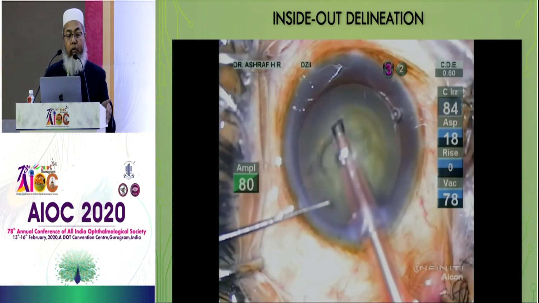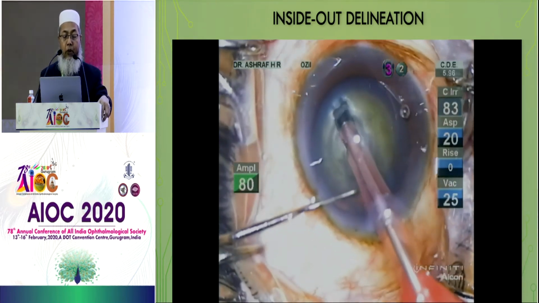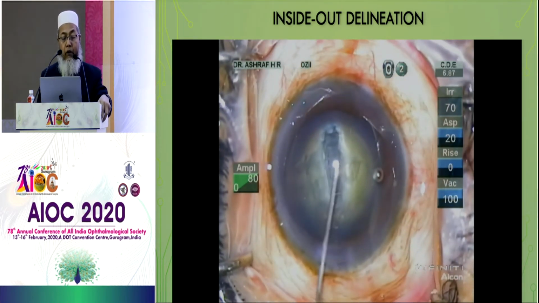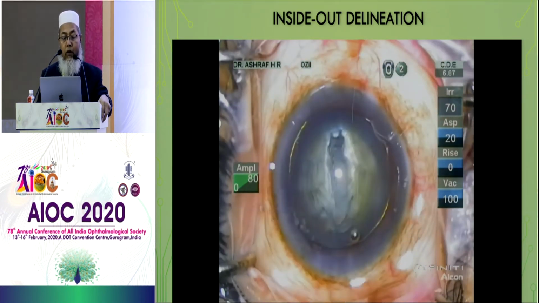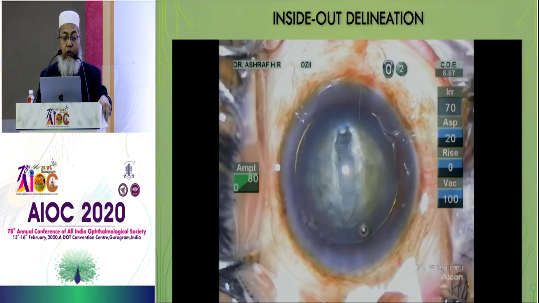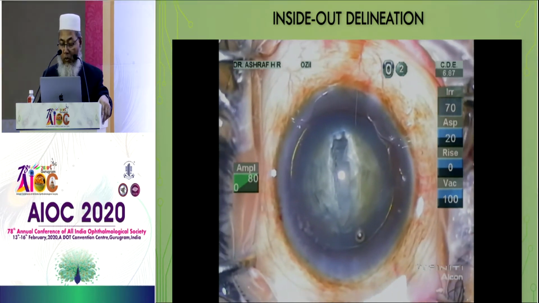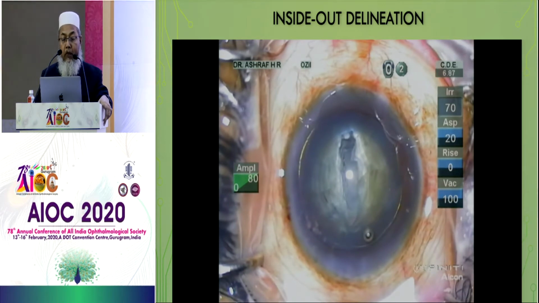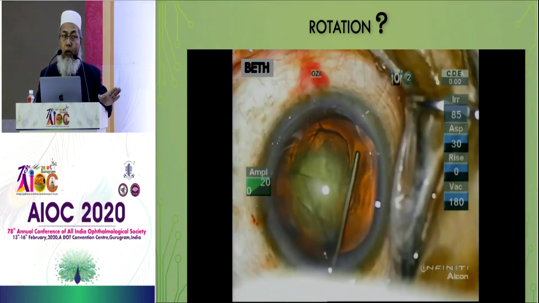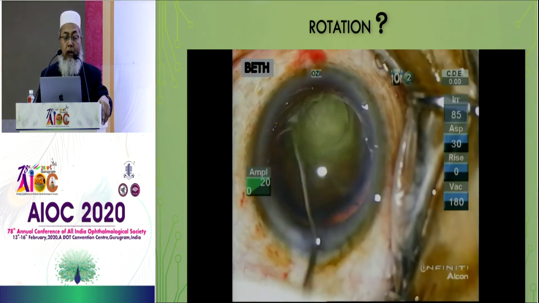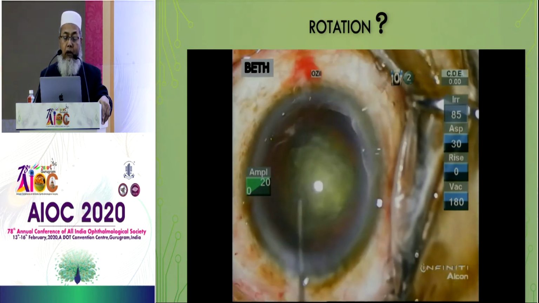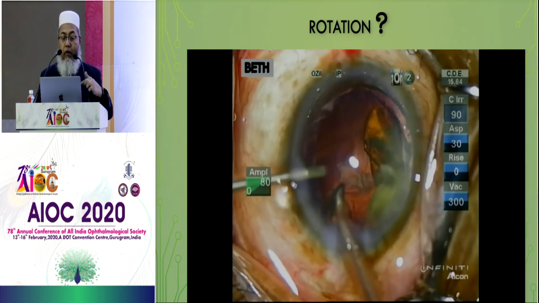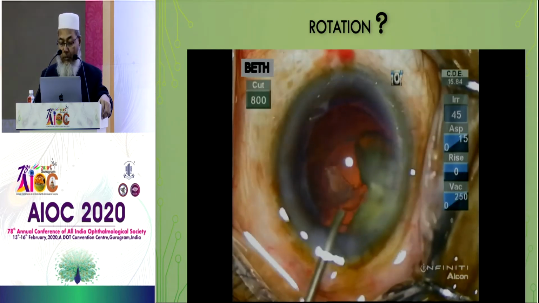And sometimes in case of hard nucleus, there is inside out delineation as suggested by Dr. Vasavada. It gives very good result. First sculpting is done, then from the side wall inside out delineation is done. Rotation should not be done in case of posterior polar cataract, because if you do rotation, here you can see that there is risk of posterior capsular rupture.